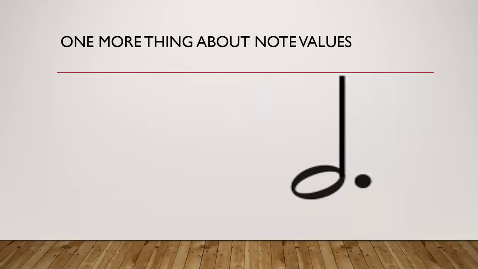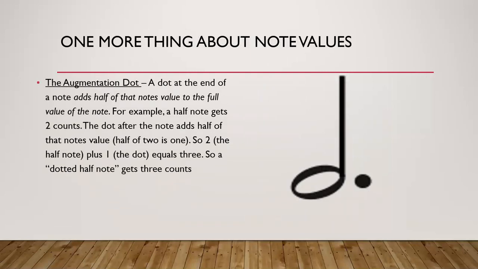So the last thing about note values is this. They have something that is called the augmentation dot. The dot at the end of a note adds half of the value of the note before it. So since this note gets 2 counts, that dot is worth 1 count. Together, those notes are worth 3 counts.